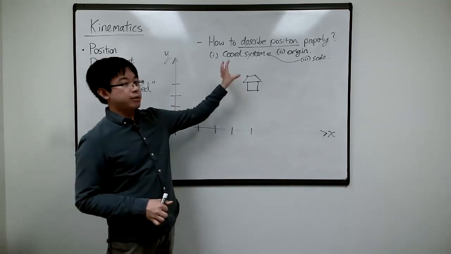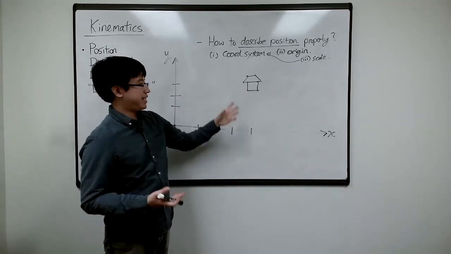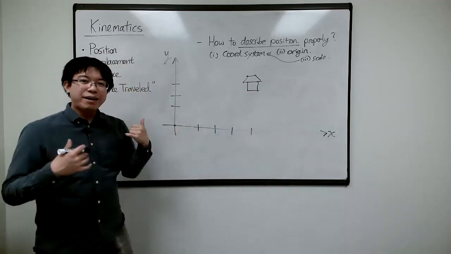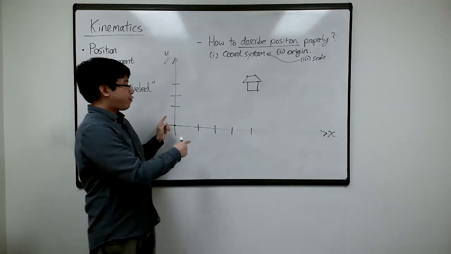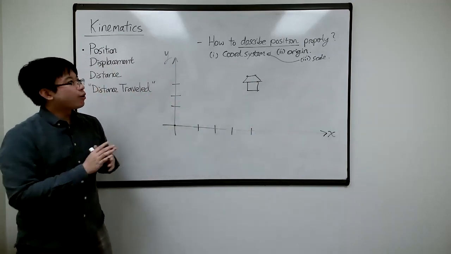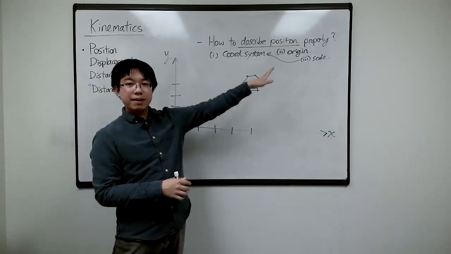And if the house starts to move, because there's a hurricane or something, now you can tell them exactly where it moves, from which point on the grid to which point on the grid. So you need a coordinate system and the origin.